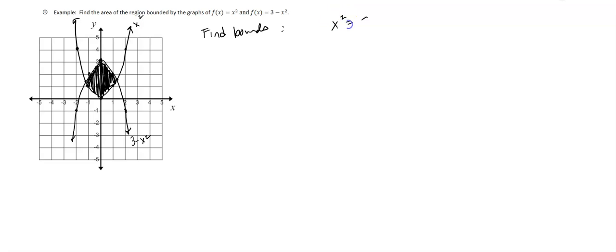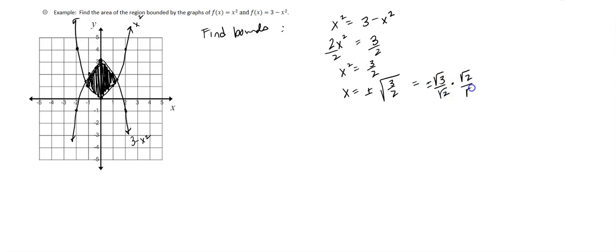So x squared will be 3 minus x squared. And if I add x squared to both sides, I get 2x squared equals 3. Dividing by 2, I get x squared equals 3 halves. And if I take the square root of both sides, I get plus or minus the square root of 3 halves, or plus or minus the square root of 3 over the square root of 2. And when I rationalize, I get plus or minus square root of 6 over 2. So definitely not an integer, so we would not have been able to recognize that from the graph.